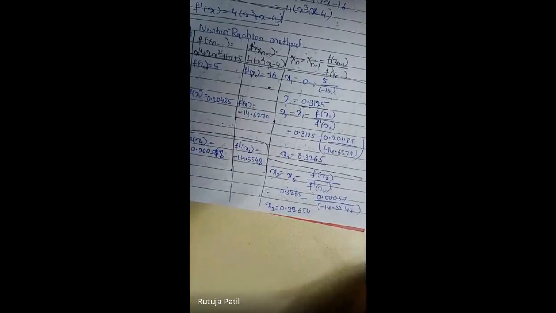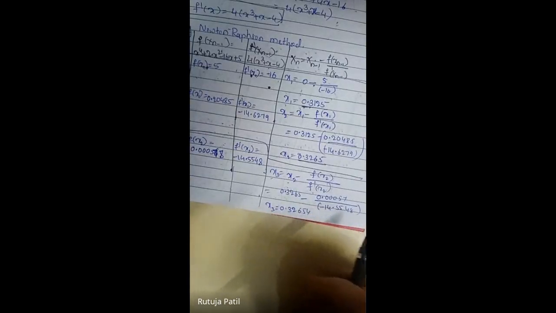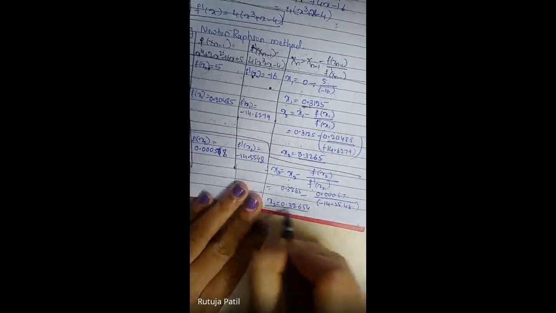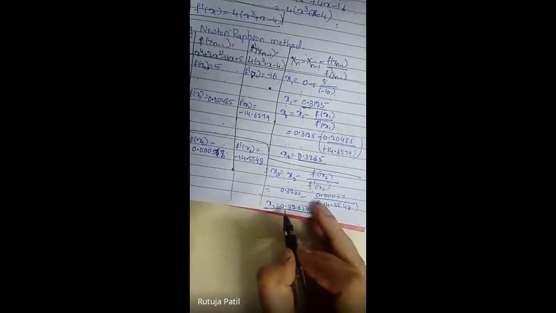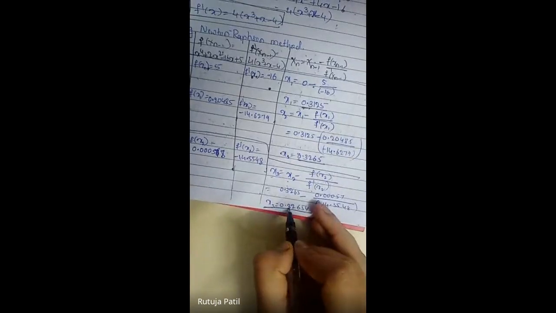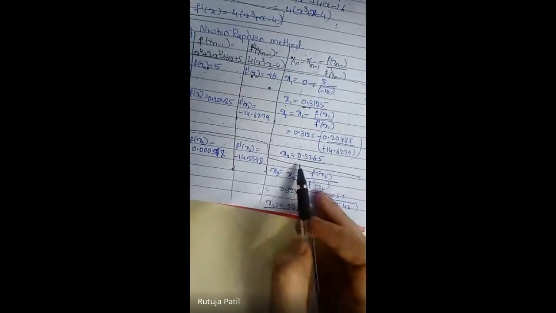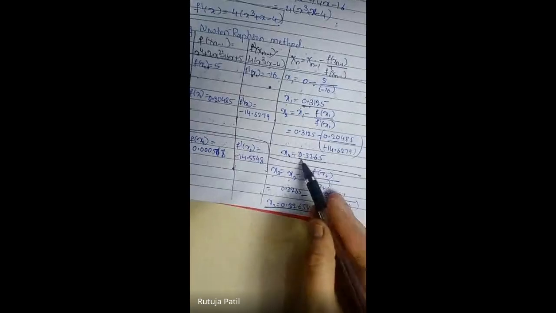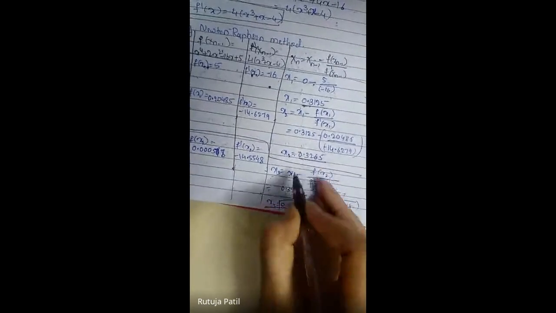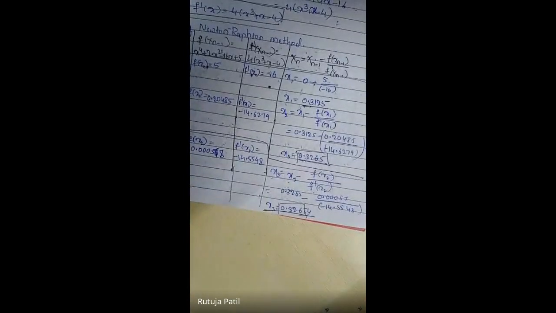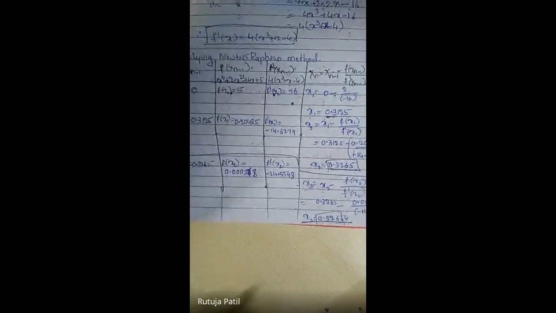What was asked for us? We have to correct it up to 4 decimal digits. What is the value of x3 we have got here? 0.32654. After the decimal point we have 3. Similarly for x2 we have 3, 2, 6, 5, 5. So up to 4 decimal digits the value is the same for two successive iterations, that is for x2 and x3, right?